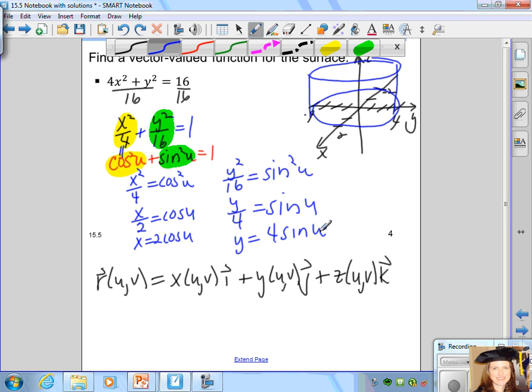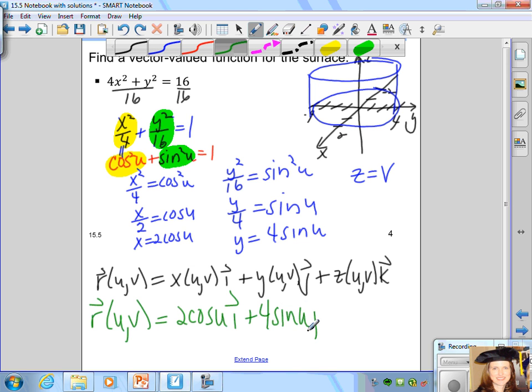And notice in this equation we don't have any z, so we can let z equal the parameter v. Since we've already used u for the x and y, we can introduce a parameter v for the z. So this parametric surface, r of u and v, is equal to x, that's going to be 2 cosine u i, plus y, which is 4 sine u j, plus your z, which is v k.